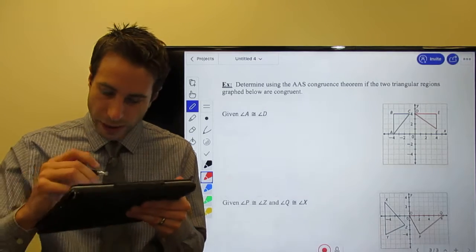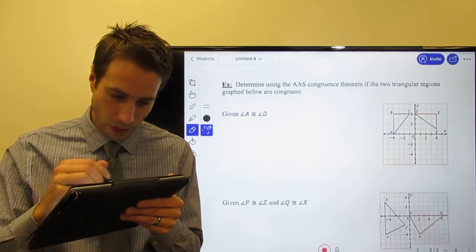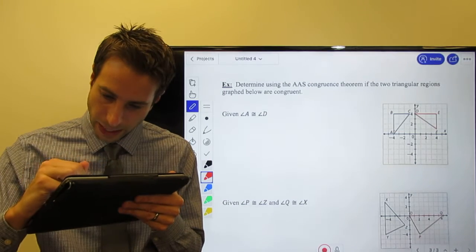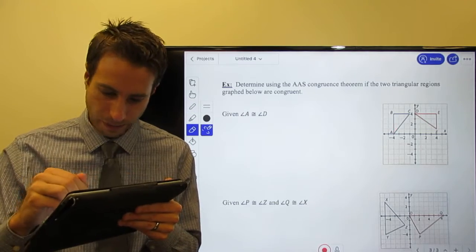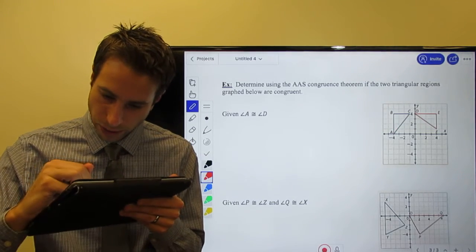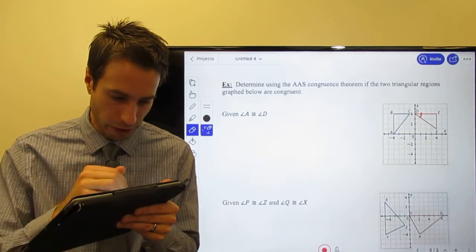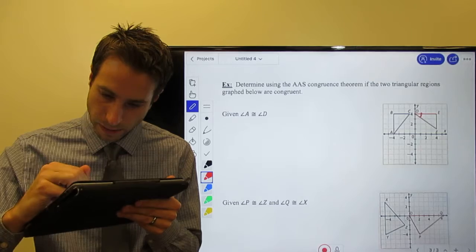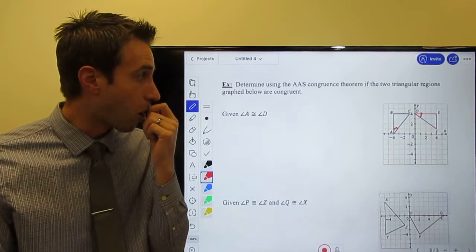Well, here's angle A right there. Angle A and angle D. So I know that those two angles are congruent. Those arcs don't look so good. Let me fix them. There we go. Yeah, a little bit better. That one's still not very good. Yeah, okay, great. So I know I'm told that those two angles are congruent.